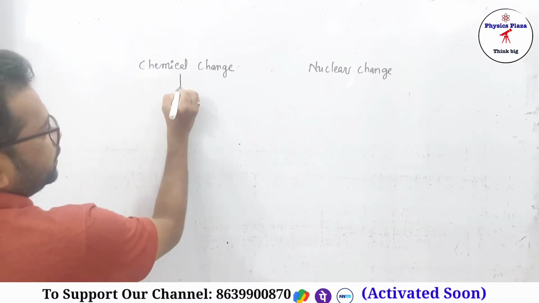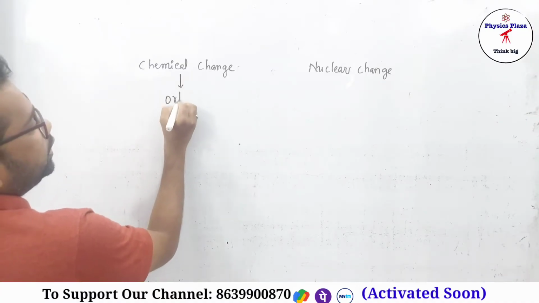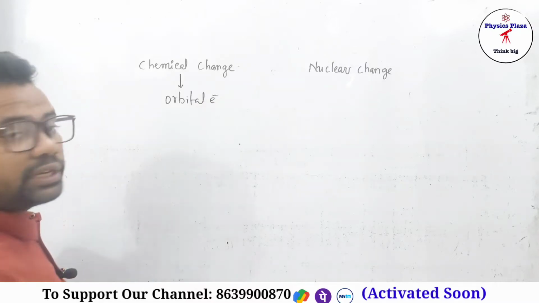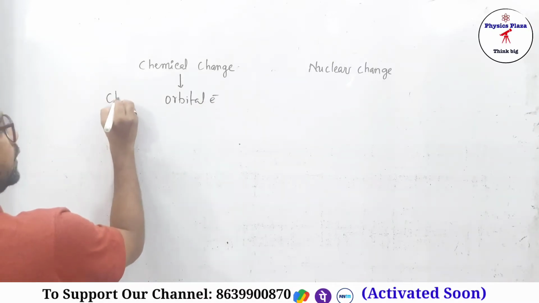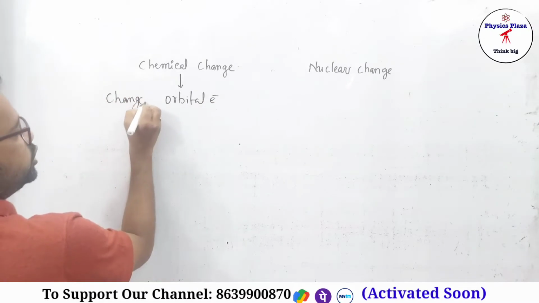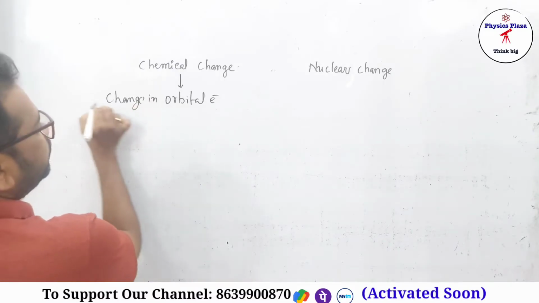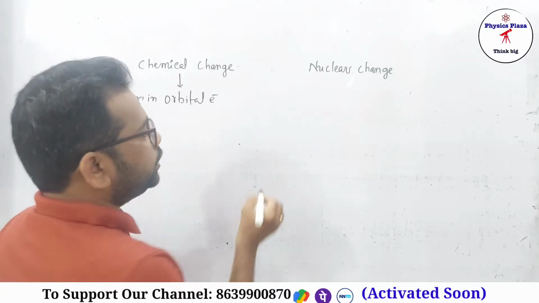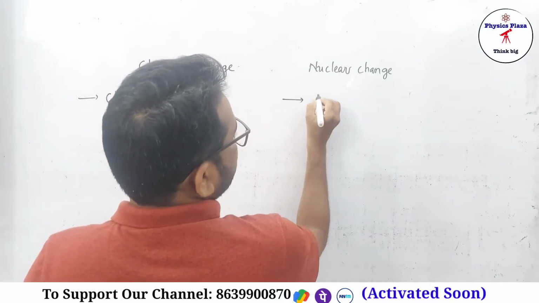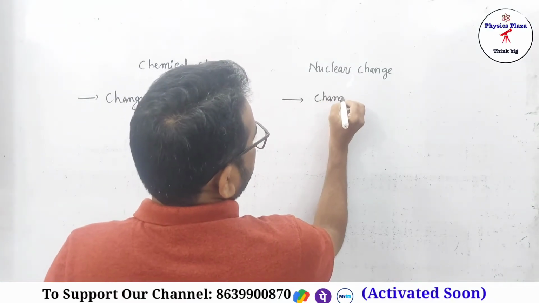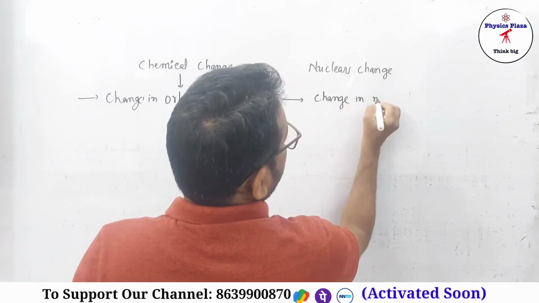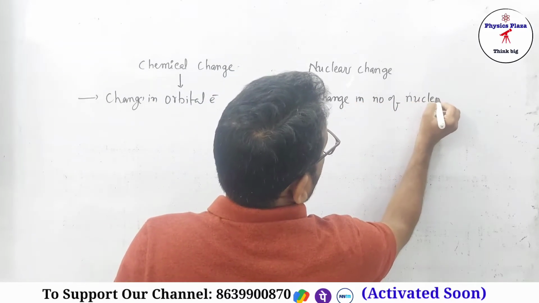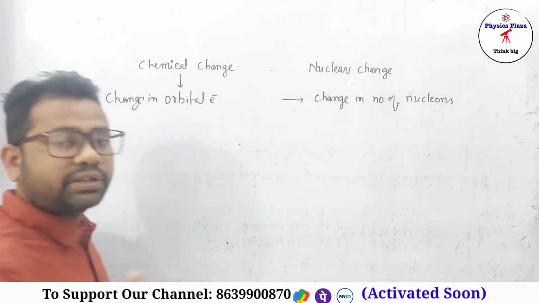Children, during a chemical change, there is a change in the orbital electrons. Very, very important: a change in orbital electrons. What about nuclear change? During a nuclear change, there is a change in the number of nucleons. Very, very important.